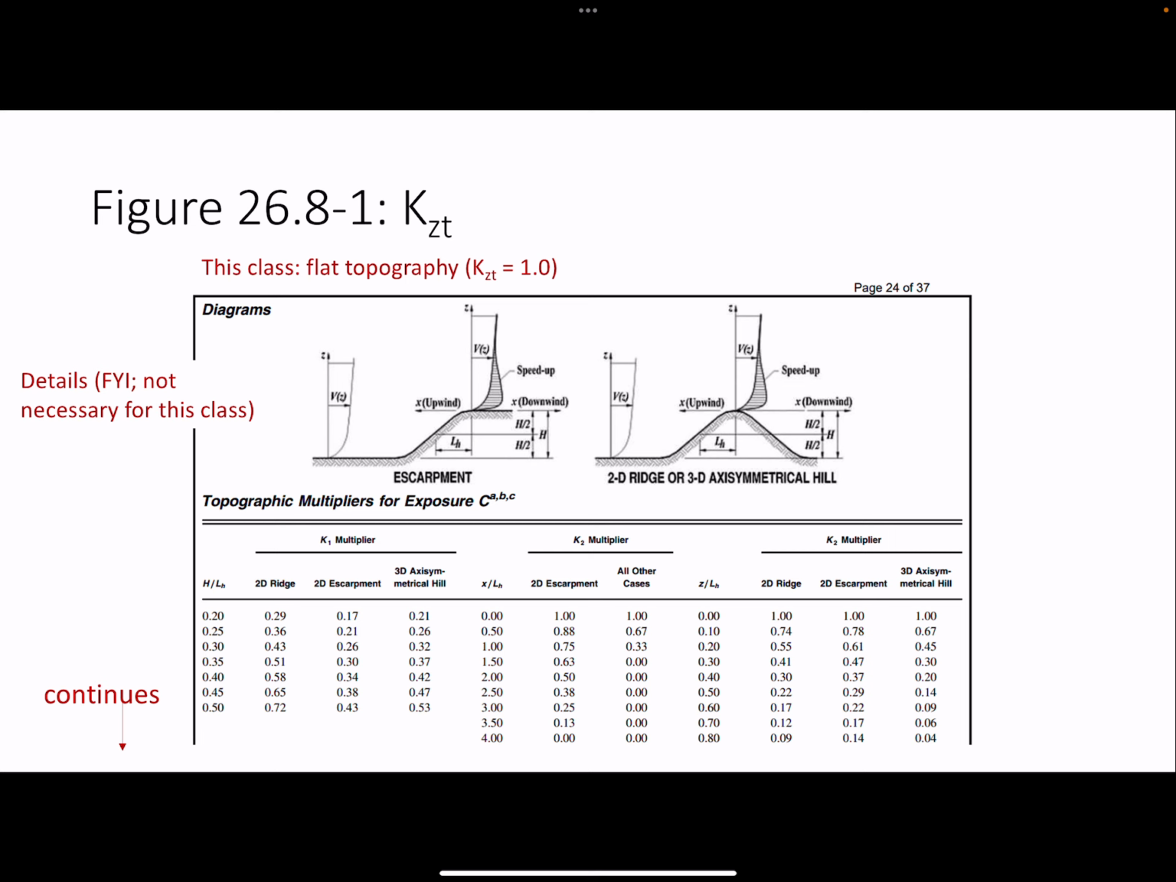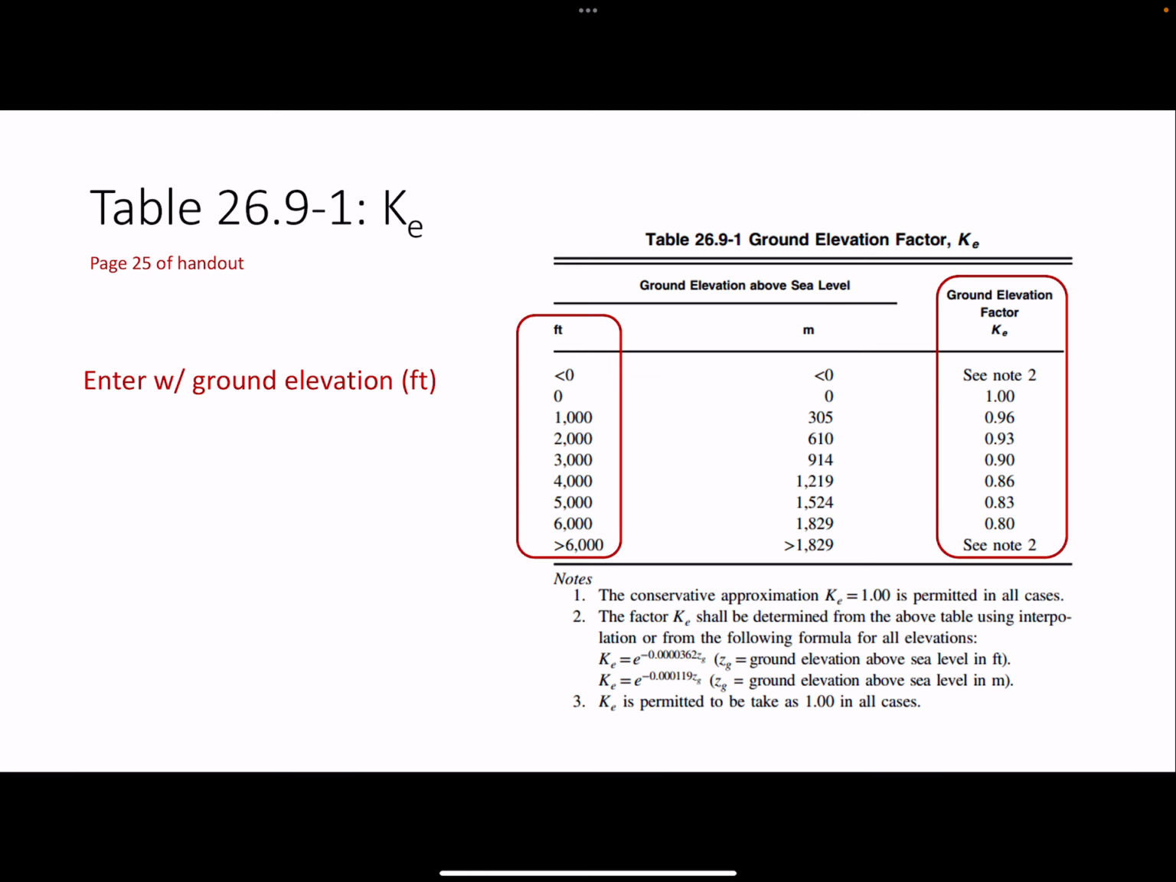So KZT, the equation is 1 plus the product of those three multipliers, and then that quantity gets squared. But you don't need to know that for this class. So for this class, just understand topography is 1, but also understand that sometimes you need to calculate something else to account for that wind speed up factor.